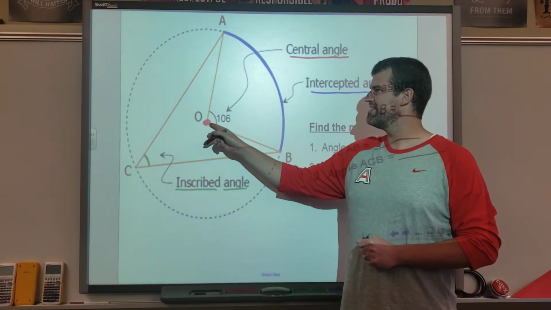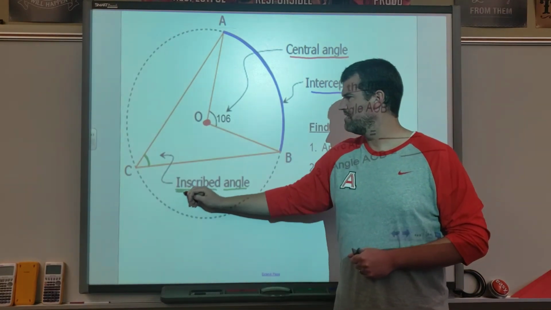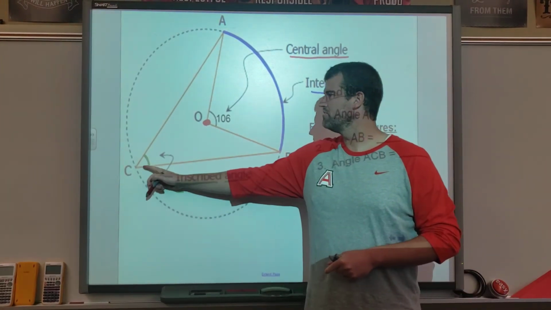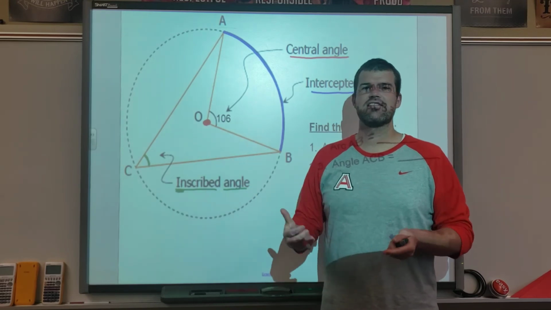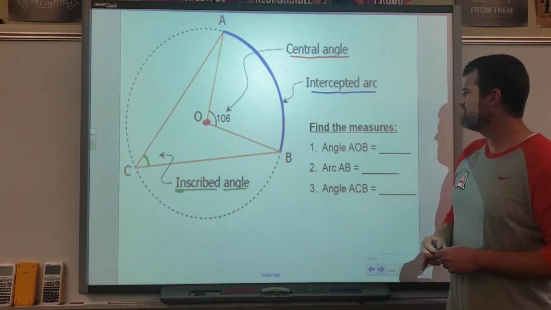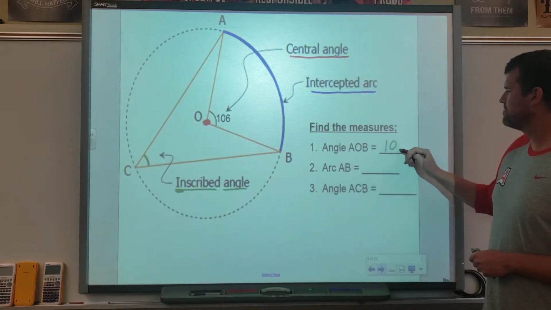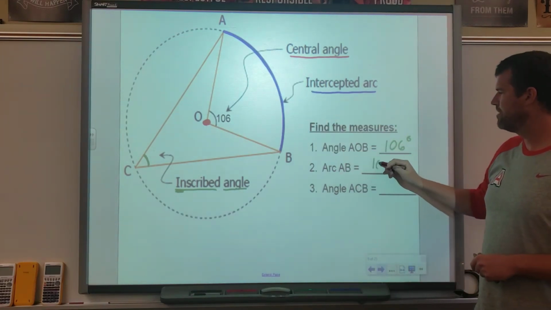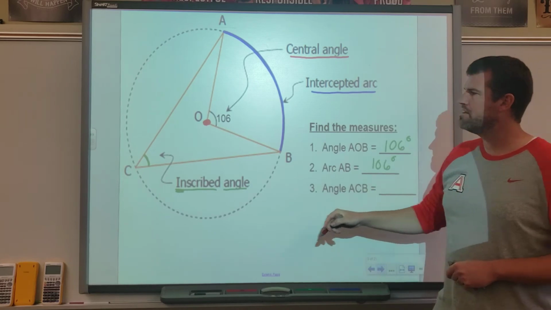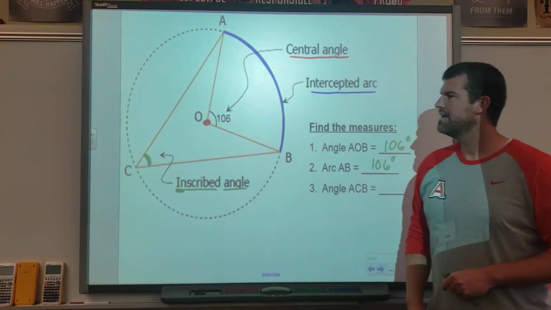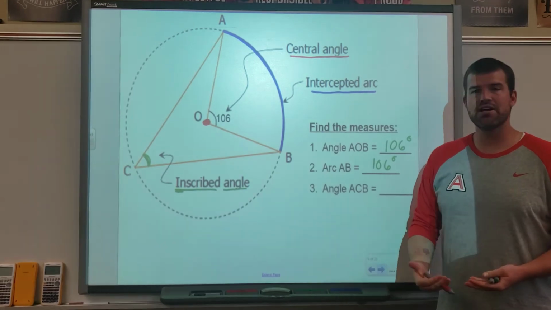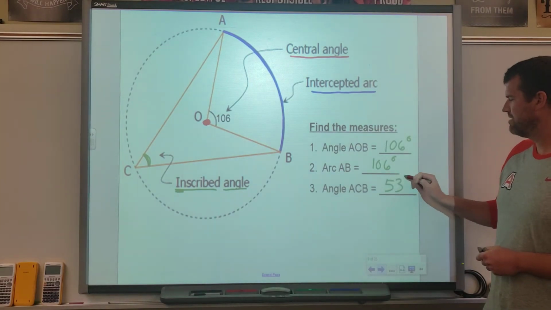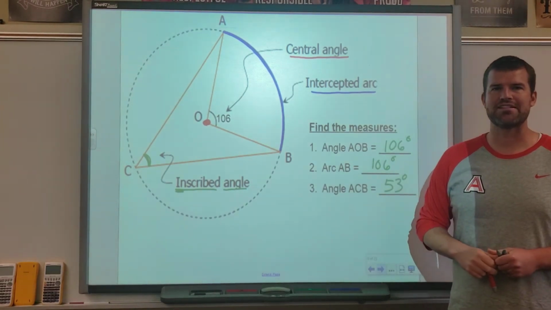So central angle is at the center. Inscribed angle is at the inner edge of the circle. And what do we know about the inscribed angle compared to the central angle? It is half the measure. So I know that angle AOB was 106 degrees. I know that arc AB is the same. But angle ACB is not going to be the same. How many degrees will that be? Yes, it will be half of 106, so it will be 53 degrees.